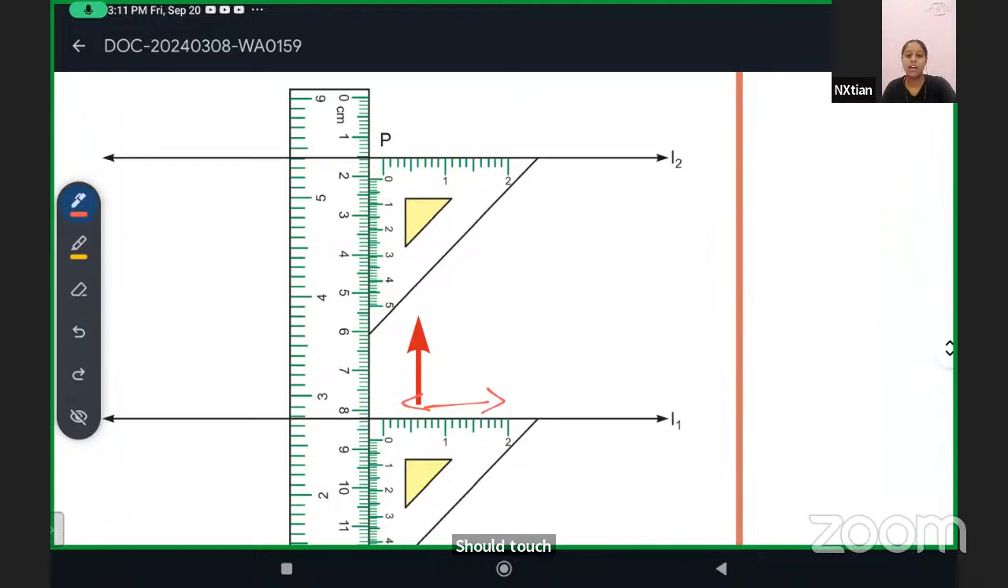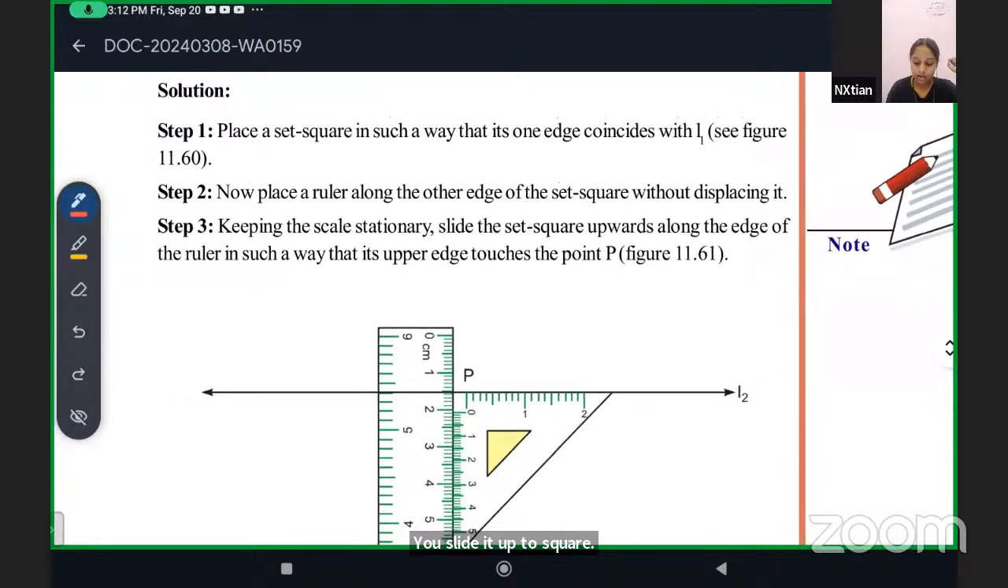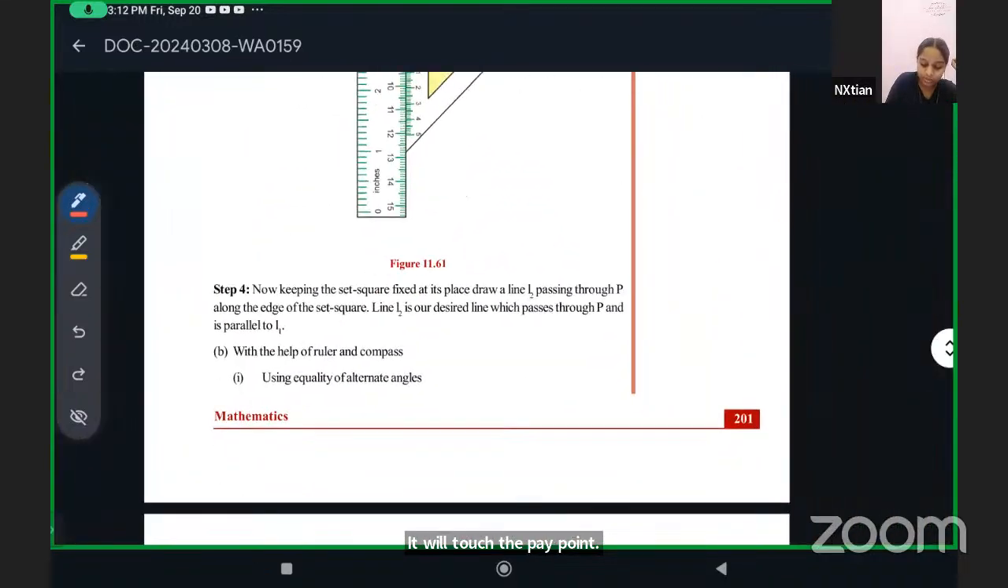Ma'am, should I draw two lines that are parallel to each other? Touching the P point, ma'am. Now we're touching the P point. So it's touching the P point. You made it upright. You've slid the set square up. It will touch the P point. Now, what will we do?